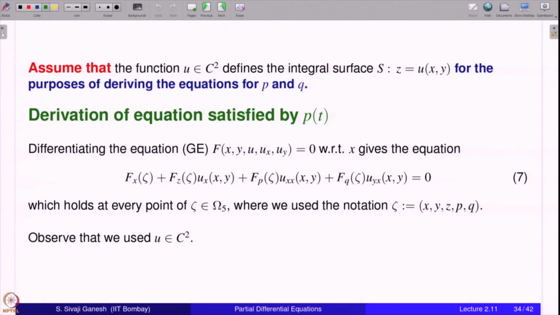Actually, zeta is not x, y, z, p, q, it should be that we substitute x, y, z, p, q equal to x, y, u(x, y), u_x(x, y), u_y(x, y). That is what it is, because we are going to differentiate here, this u is a function of x, y, u_x is a function of x, y, u_y is also a function of x, y. So, that is why we get this by chain rule.